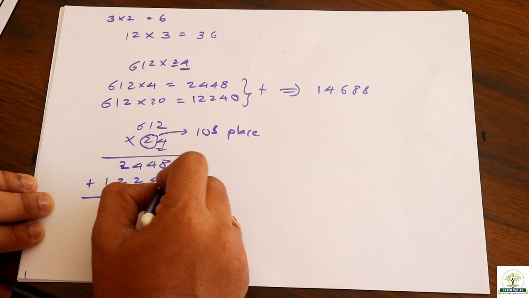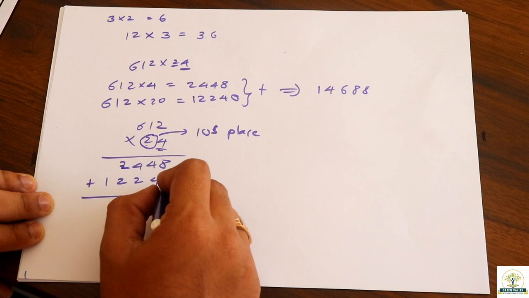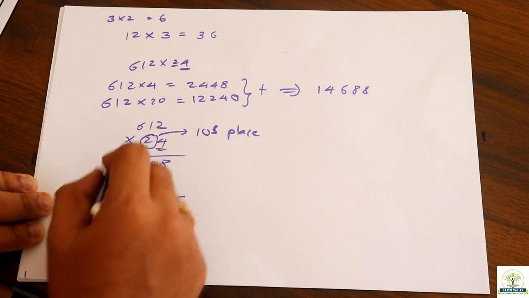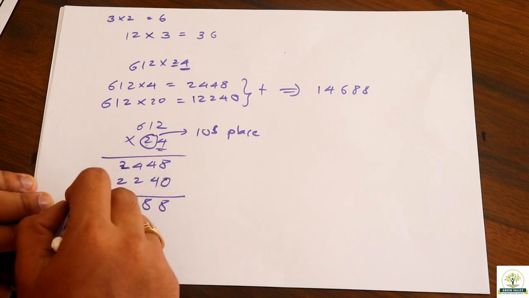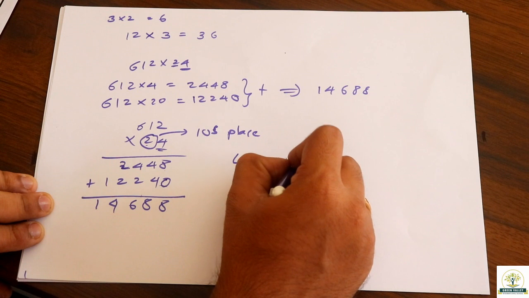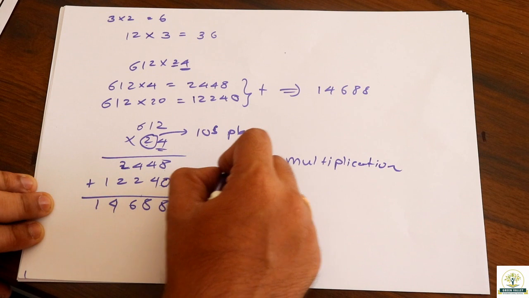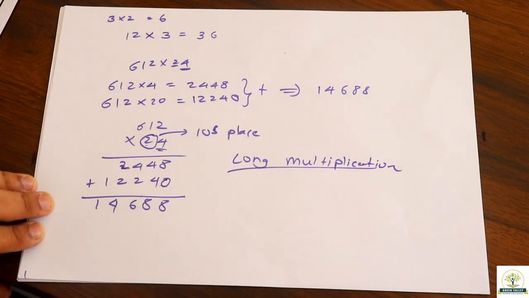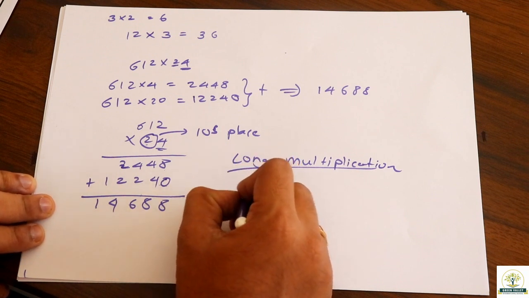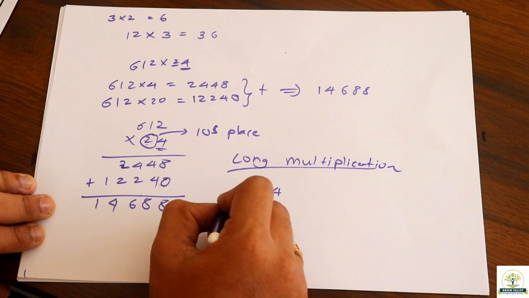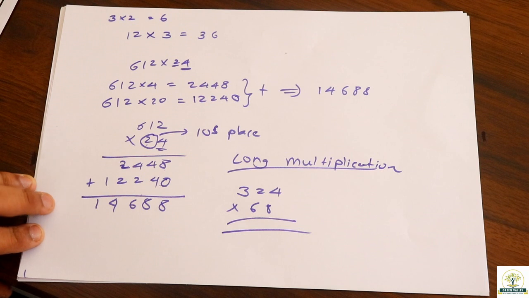So here, because there is no digit, we place 0. Now we add these two, 8 plus 0, 8, 4 plus 4, 8, and so on. So you will get the result as 14688. So this is called long multiplication. Okay, you can do 3 digits also. You try in your notebook to multiply 324 multiplied by 68 and ask yourself what is the result.